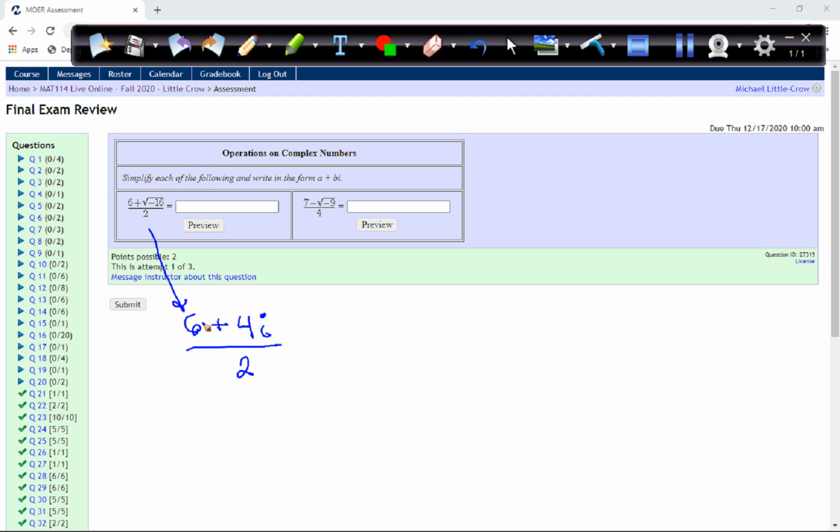And so then we distribute the 2 to both of these, right? This is 6 divided by 2 plus 4i over 2. So reducing, 6 divided by 2 is 3, 4 divided by 2 is 2. And it's simplified down.